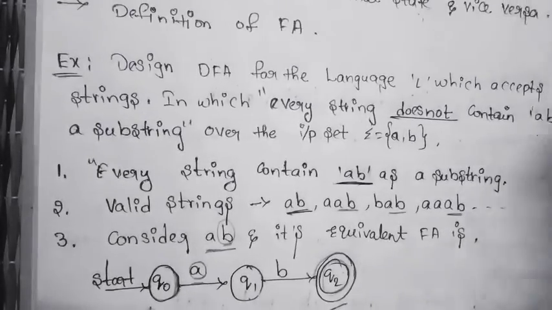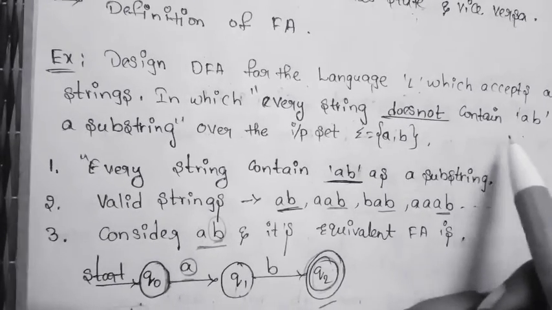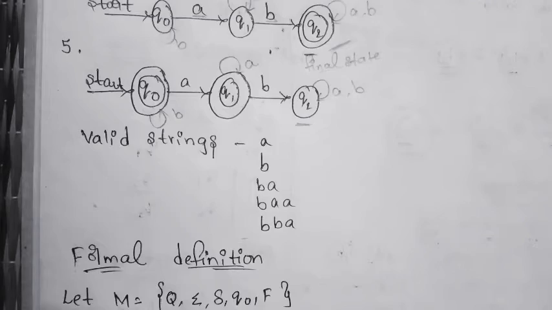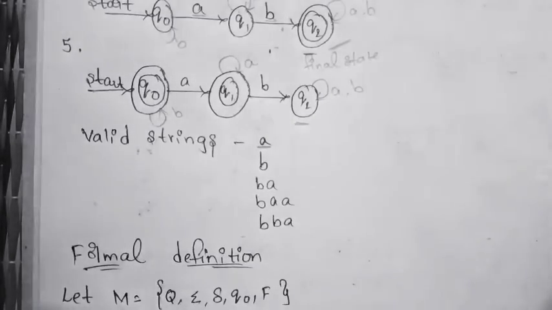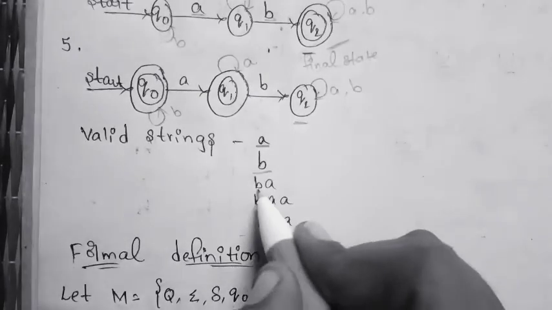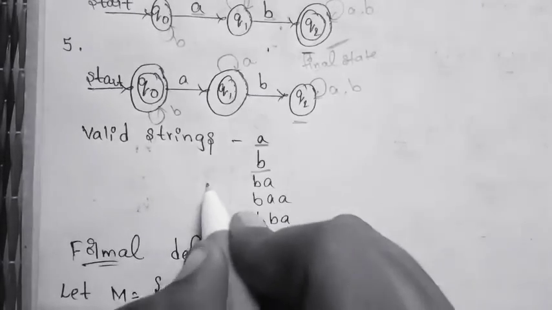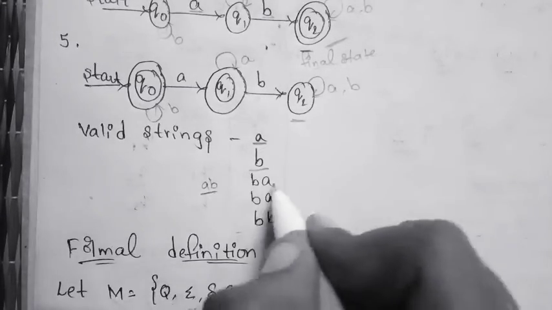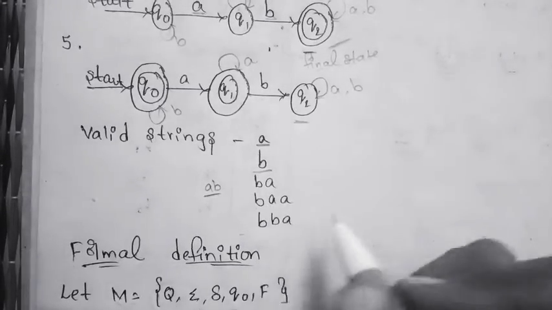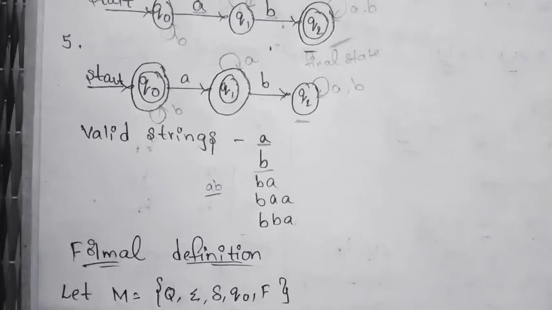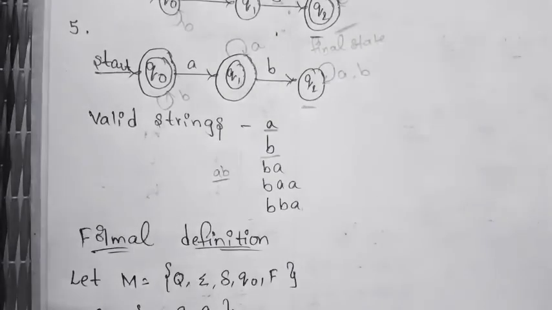The question is, every string doesn't contain AB as a substring. Okay guys, now we need to write the valid strings based on our question. See, A: we don't have any AB as a substring. B, no. Then BA. If you write AB, then it will contain the substring. So we wrote BA, then BAA, then BBA. So guys, if you want, you can write some more valid strings by seeing the finite automata.